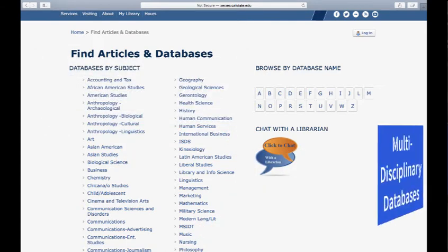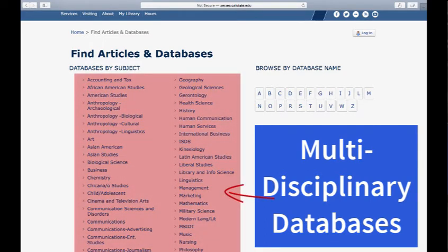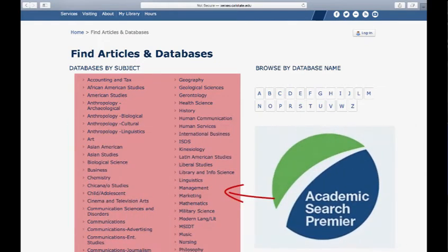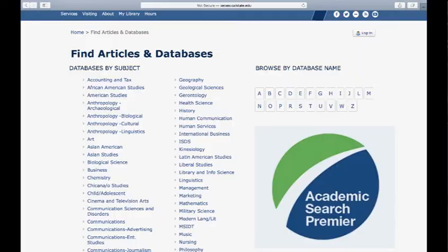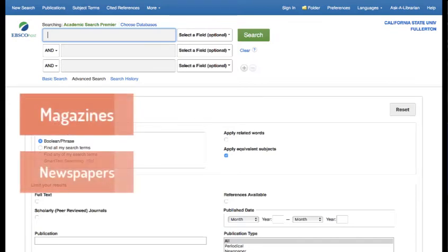However, some of our databases are multidisciplinary and can be used to conduct broad searches across a number of different fields. Academic Search Premier is one of these, and it can be fantastic for providing a number of perspectives on a particular topic. Academic Search Premier combs through many types of resources, including magazines and newspapers, as well as scholarly and peer-reviewed journal articles.